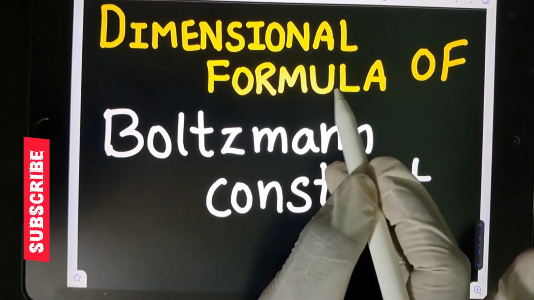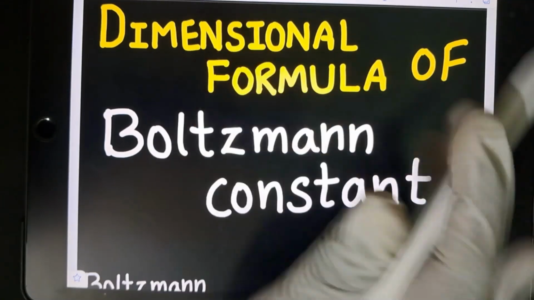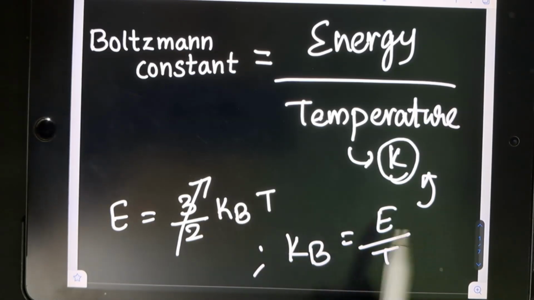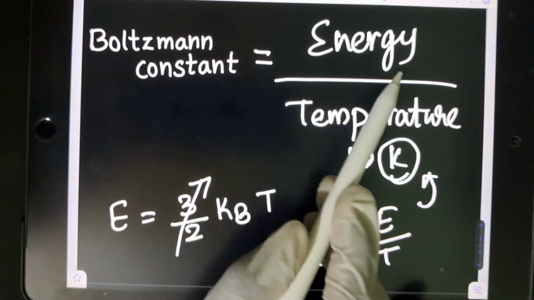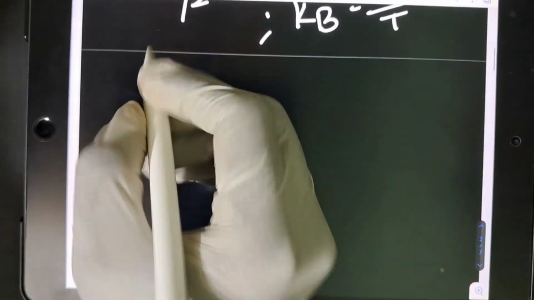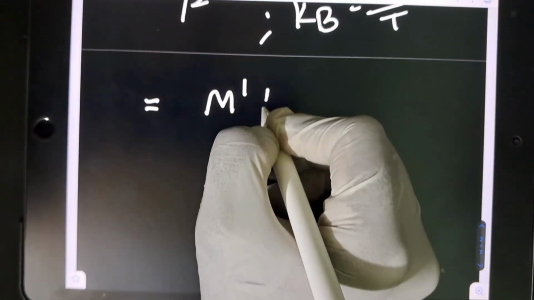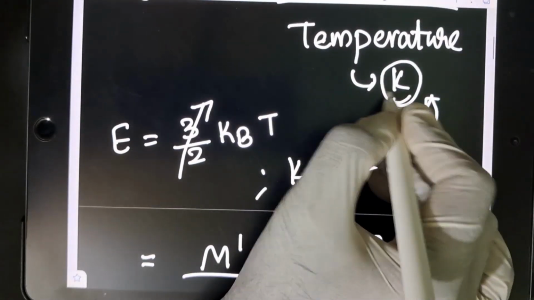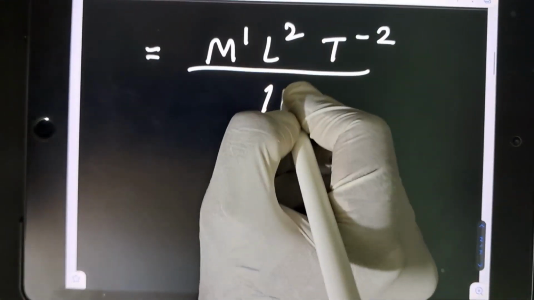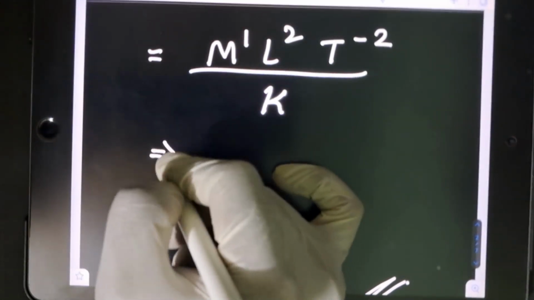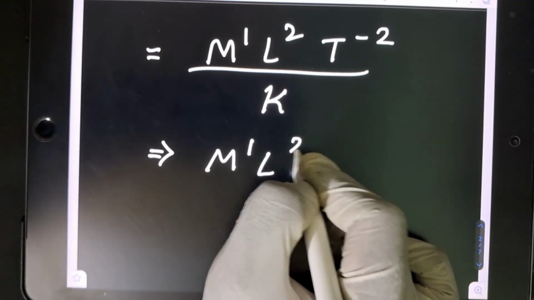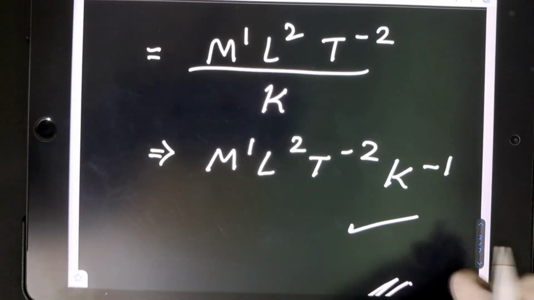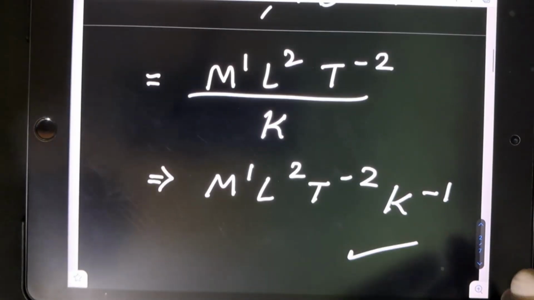To find the dimensional formula of Boltzmann constant, we know the formula is E equals 3 by 2 K B into T. Here T is temperature, not time period. On rearrangement, K B is equal to E by T, energy by temperature. Energy formula is M power 1, L power 2, T power minus 2. Temperature is denoted by K, not T, so K power 1. On reciprocal we get M power 1, L power 2, T power minus 2 and K power minus 1. This is the dimensional formula of Boltzmann constant.